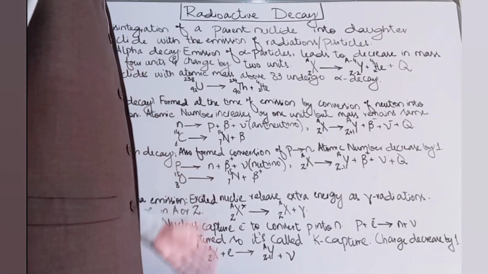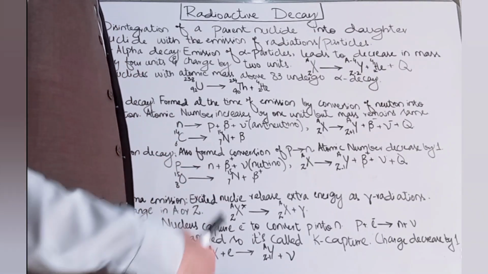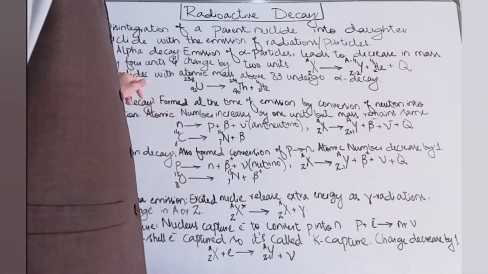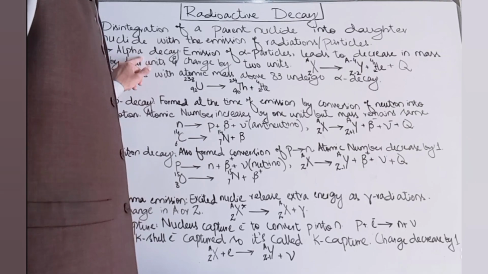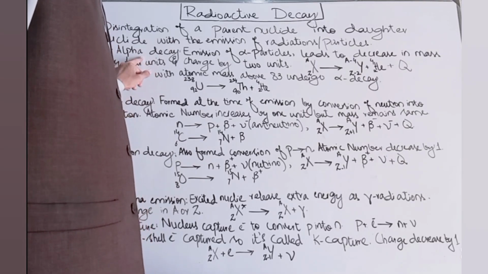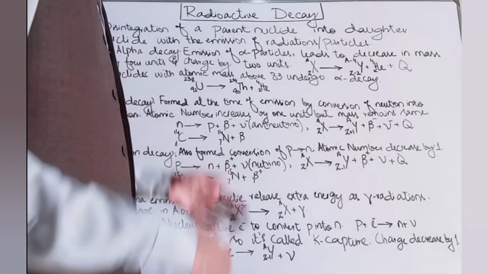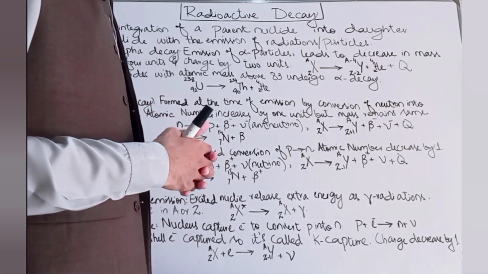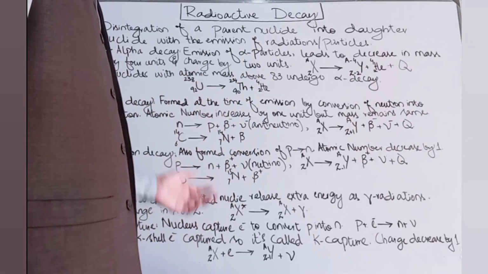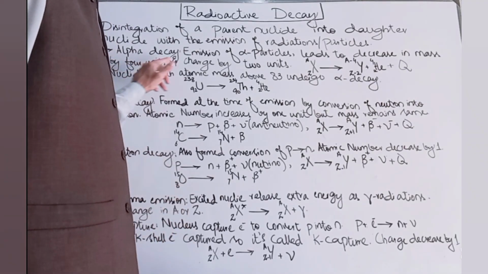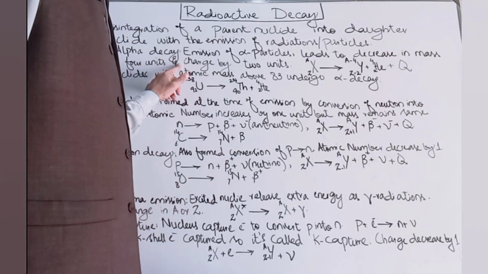So there are many types of radioactive decay. Some of the most important processes are mentioned here. First of all, the most important type of radioactive decay is alpha decay. It's basically the emission of alpha particles from an unstable nucleus, and that leads to a decrease in mass by 4 units and charge by 2 units.